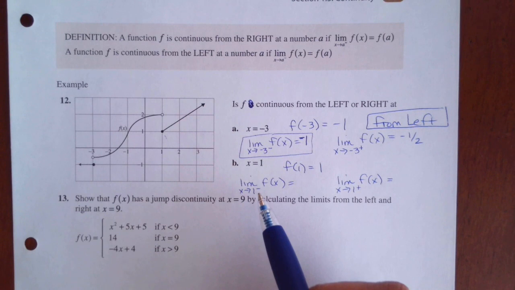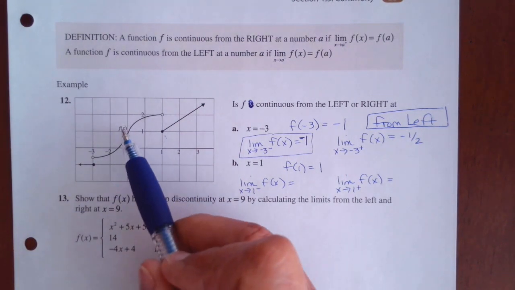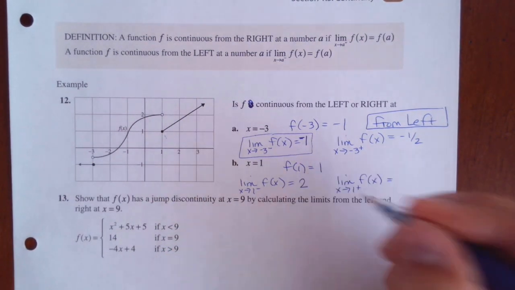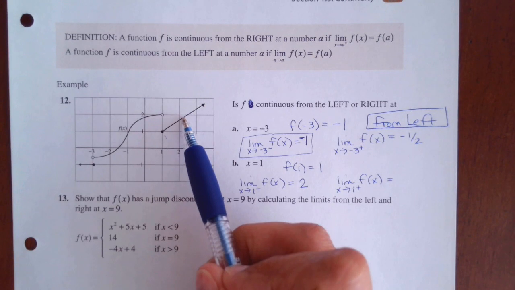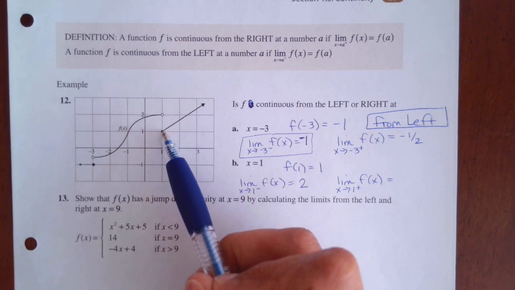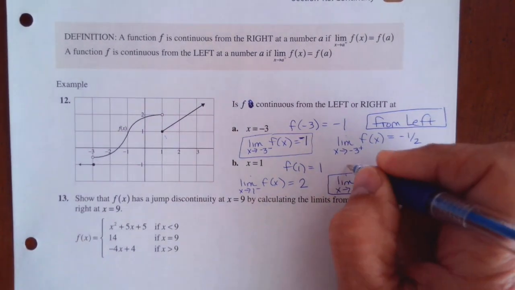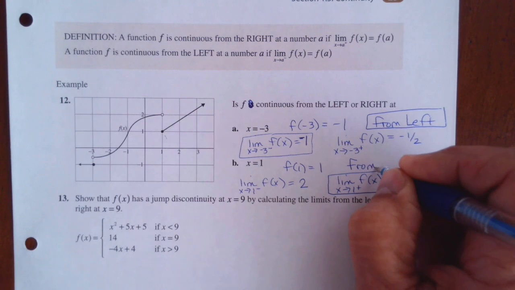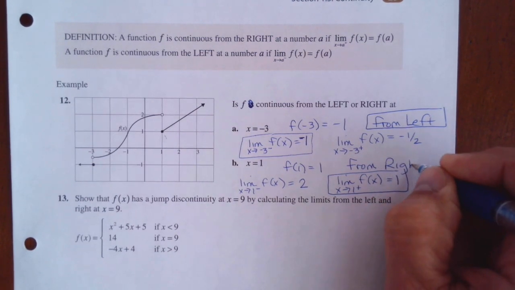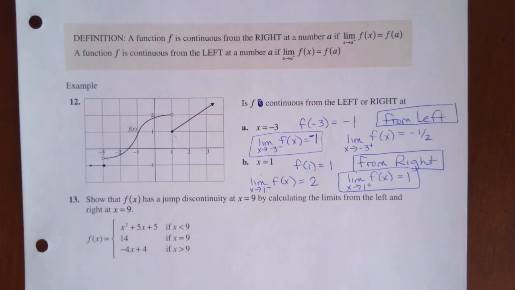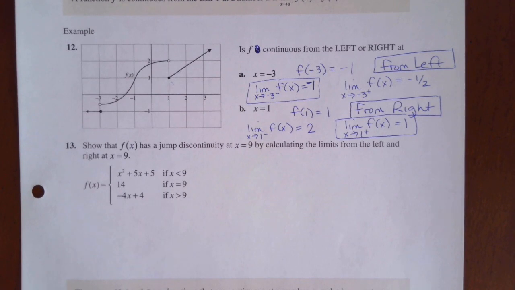So let's go from the left-hand side of 1. We're coming to 1 from the left, that would be here, which means we're approaching 2. And if we approach 1 from the right-hand side, we're approaching the number 1. So this is the one that's equal to the function value, which means this is continuous from the right. It's kind of straightforward, but you still have to show the work, so that's what you would do. All right, let's look at number 13.